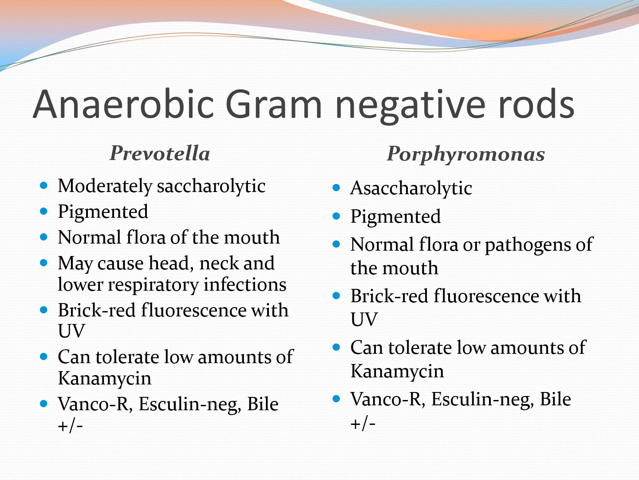Prevotella can tolerate low amounts of kanamycin, and so can Porphyromonas. In other words, both Prevotella and Porphyromonas are going to grow on LKV, which is low kanamycin vancomycin media. They are resistant to vancomycin, esculin negative, and bile salts are variable. Neither Prevotella nor Porphyromonas will grow on kanamycin bile esculin agar. They just cannot tolerate high amounts of kanamycin.